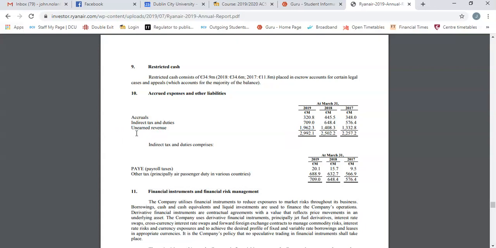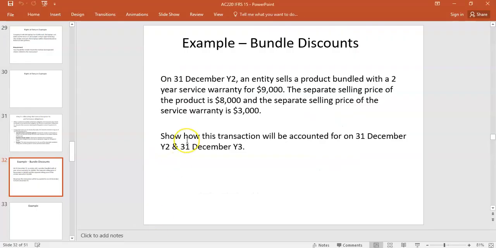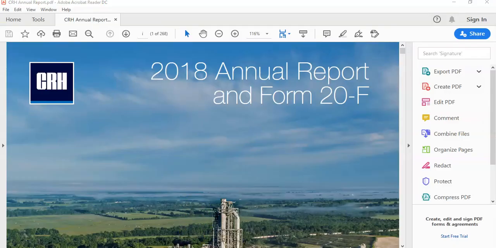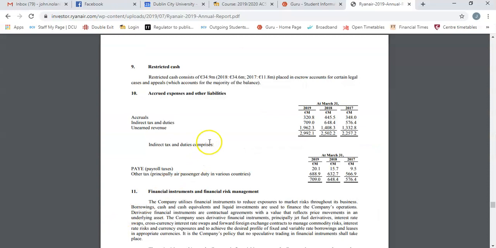Same thing you'd have with a hotel. If you get paid before you offer the service, you cannot recognize the revenue up front. You have to wait until you earn the revenue. Ryanair earn the revenue when the flight goes. A hotel company will earn the revenue when the person stays in the hotel. And in this example we're looking at, the entity earns the service warranty revenue when the period is over, the 2 years, and we recognize it half in year 1 and half in year 2. So it's a bit more complex when you get to the real world, but the Ryanair example there is a good one. Sorry, CRH, we'll come to that in a second.